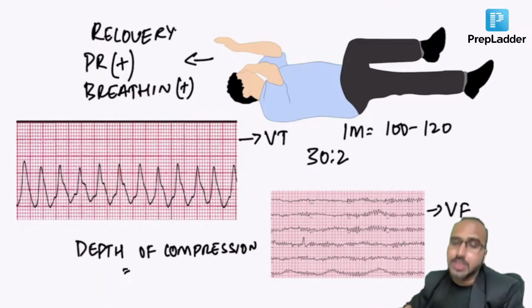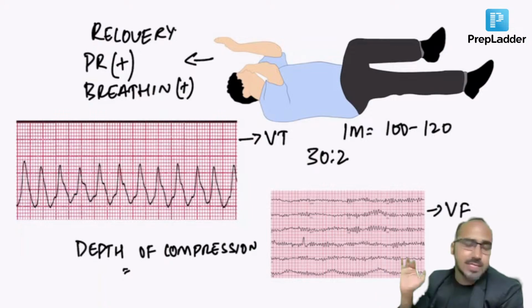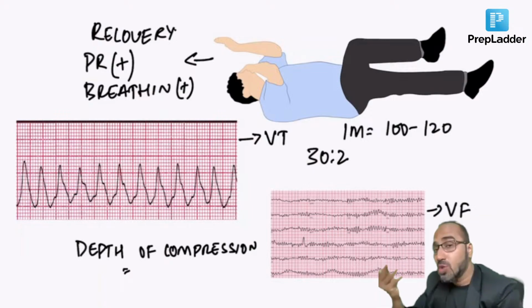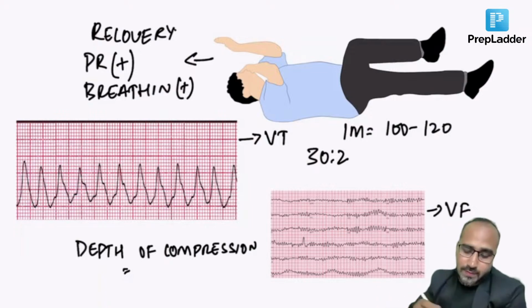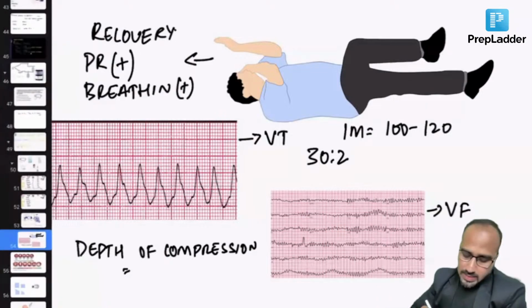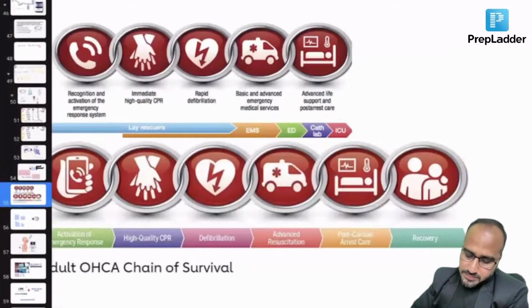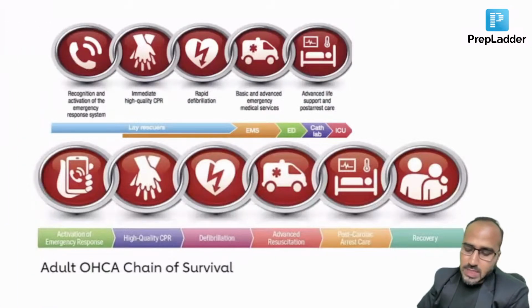Whether you are a single rescuer or more than one rescuer, in adults it is 30:2. In pediatrics, if you are a single rescuer, 30:2. If you are more than one rescuer, you can go for 15:2. Okay. Right, guys. Next. Look over here.